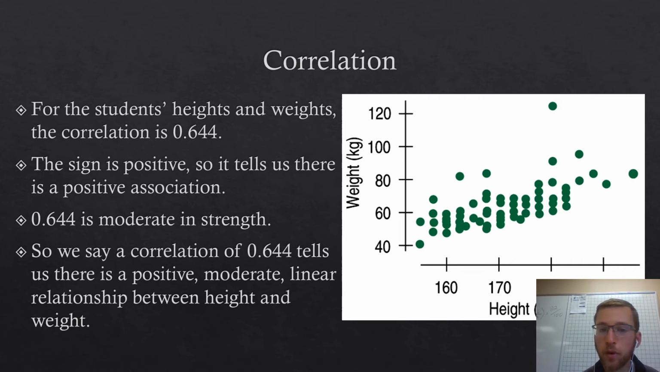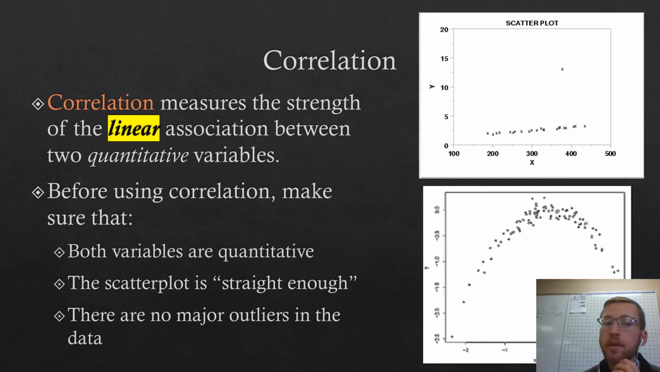Because 0.644 isn't really that close to 1, we wouldn't say it's a really strong association, we could say it's moderately strong because 0.644 is still relatively close to 1, but not super close to it. So because we have a correlation of 0.644, this tells us that there's a positive, moderately strong linear relationship between height and weight.